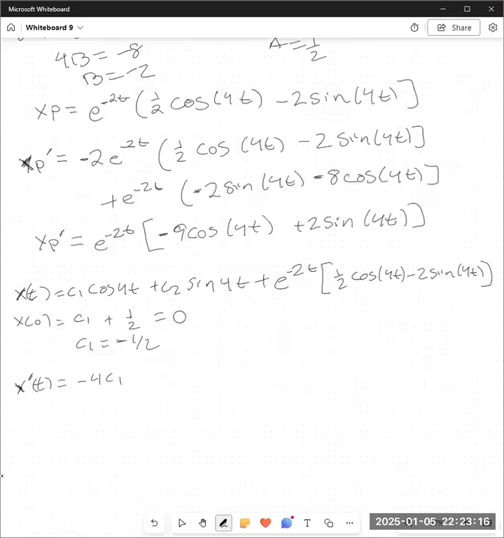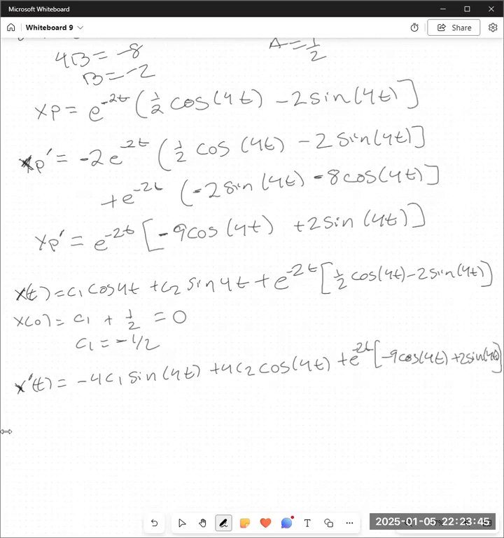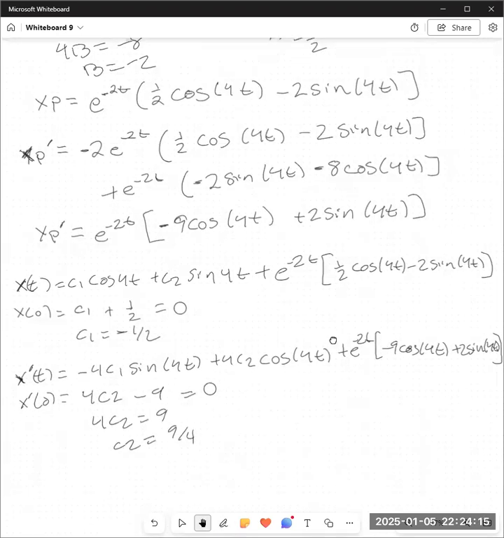And then x prime of t needs to be equal to negative 4C1 sine of 4t plus 4C2 cosine of 4t plus e to the negative 2t times negative 9 cosine of 4t plus 2 sine of 4t. And so x prime of 0 is equal to 0 plus 4C2 plus a negative 9 is equal to 0. 4C2 is 9. C2 is 9/4.